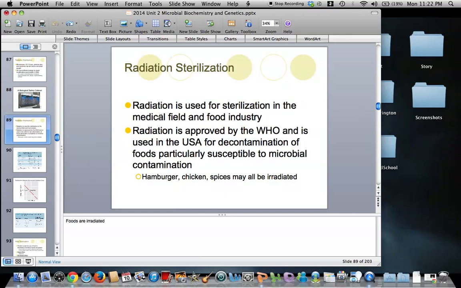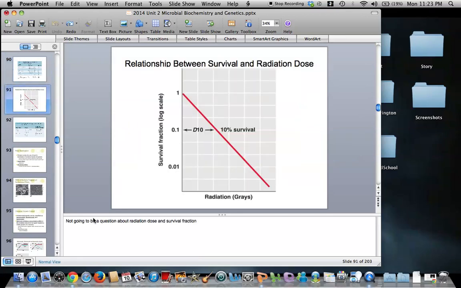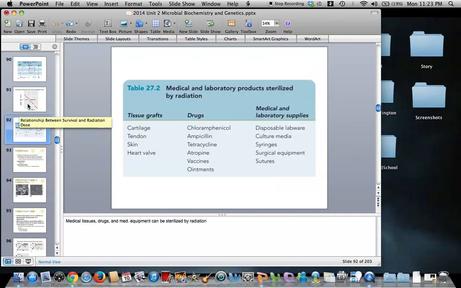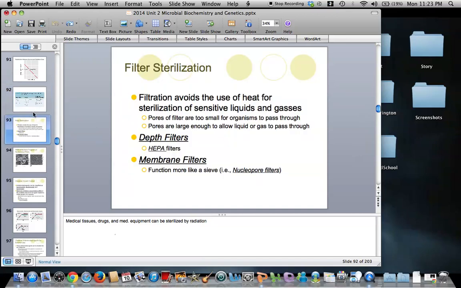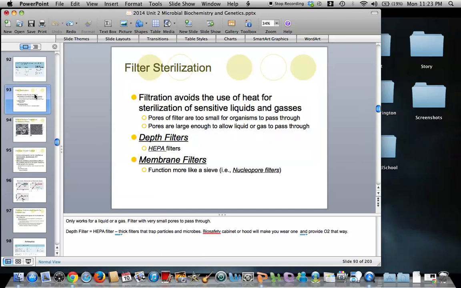Radiation is used for sterilization in the medical field and food industry. So foods are often irradiated to get rid of microbe contamination. Not going to be a question about this, but basically the survival fraction of what you have, and then the amount of radiation you can use to generate this 10% survival curve at each thing. Work out your dosage effect there. These are all things that are irradiated.